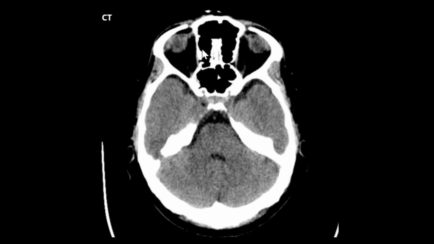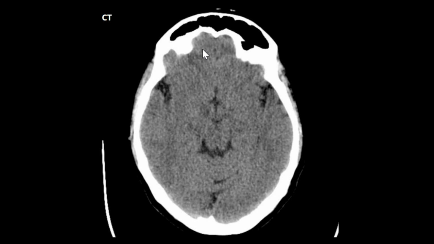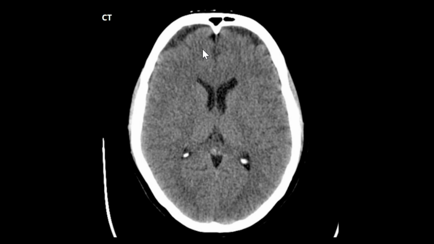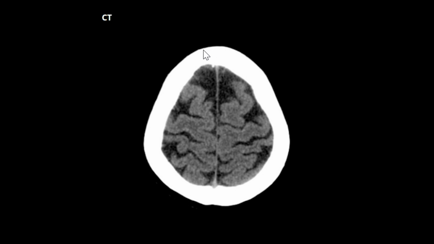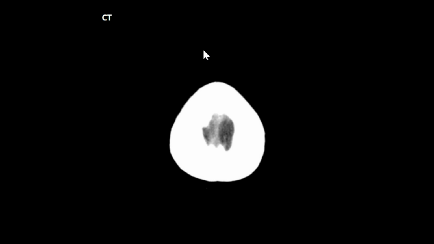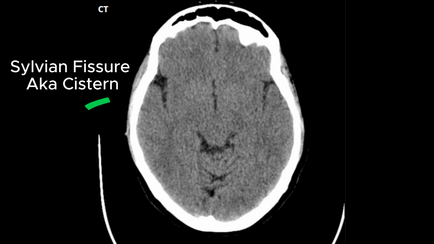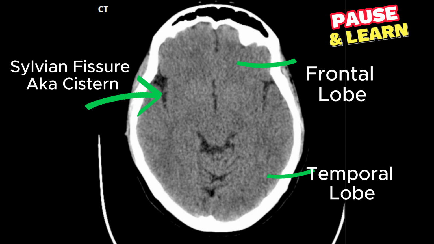As we move up cranially, skull base cannot be visualized. So we use sulci to identify the part of brain. And I have already told you about sulci, gyri, and cisterns. Let's visualize them on CT scan films. This is the Sylvian cistern separating frontal lobe anteriorly from temporal lobe posteriorly and peripherally.